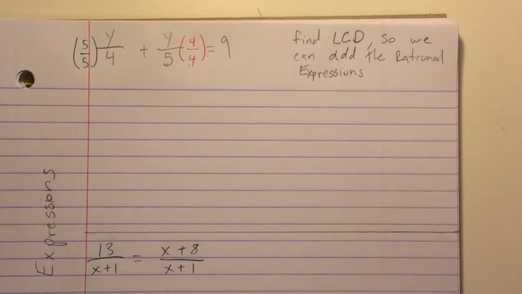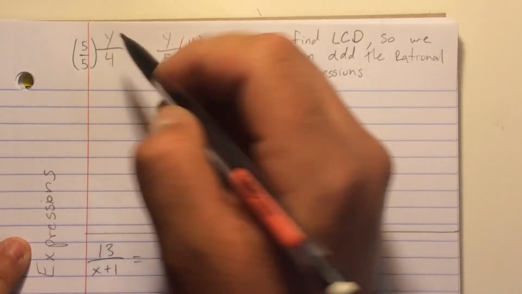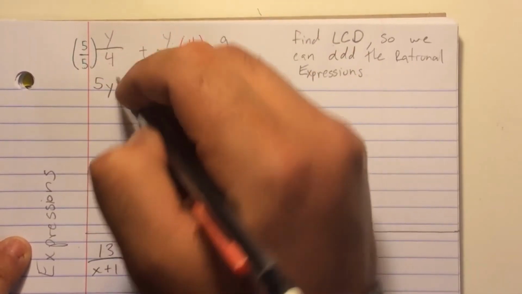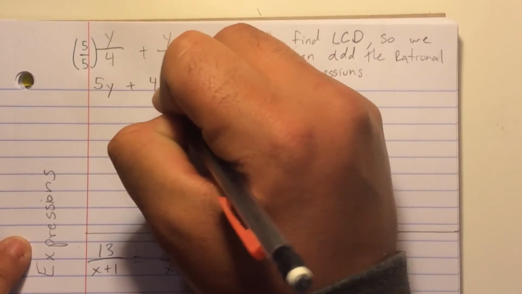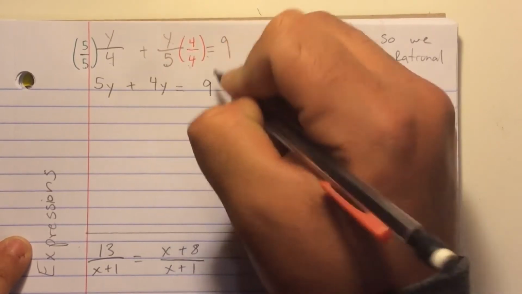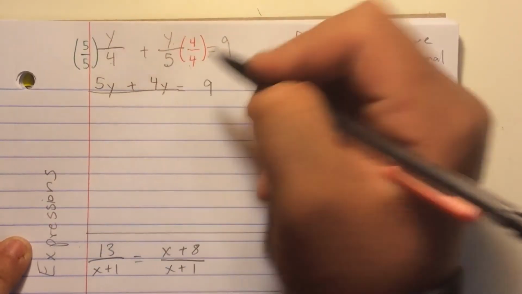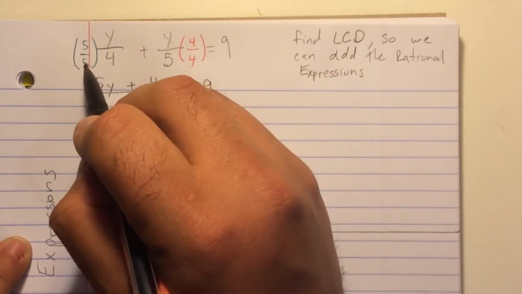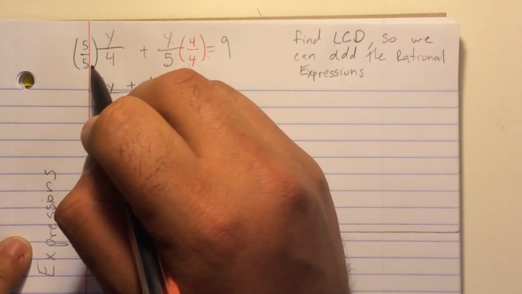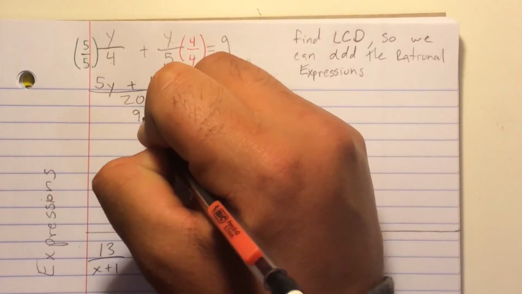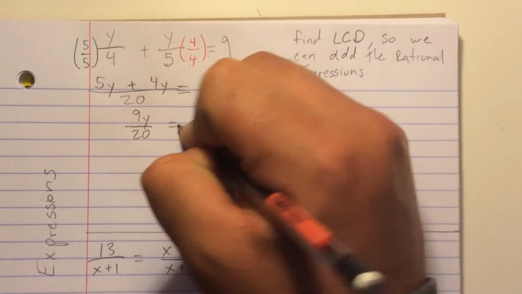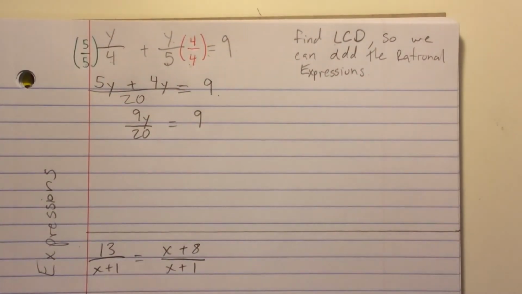Okay. So now we can write our equation. We have 5 times y, 5y, plus y times 4, which we can use the associative property of multiplication to say it's 4y, equal to 9. But this is all over, at least on this side, 4 times 5, and 5 times 4, 20 on the bottom. Now we can add our 4y and our 5y together, and we get 9y over 20 is equal to 9. So now this turned into a simple two-step equation.